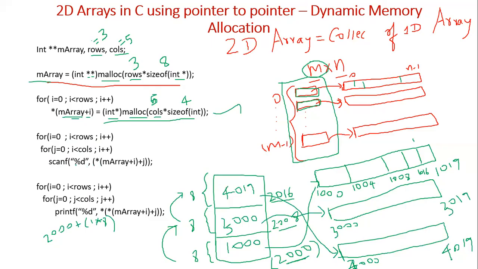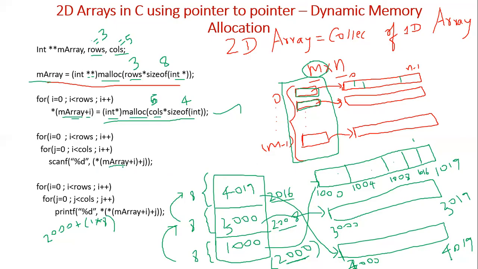Please listen. scanf percentage d, because finally the values are integer. Okay, percentage d. For scanf we always need an address, but how we are fetching the address is a little tricky. M array plus I. So first is this value we want, the first row values.